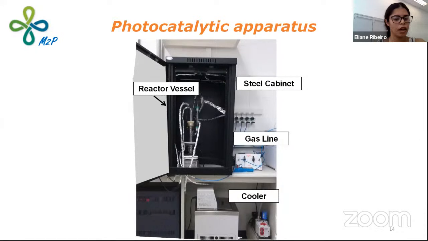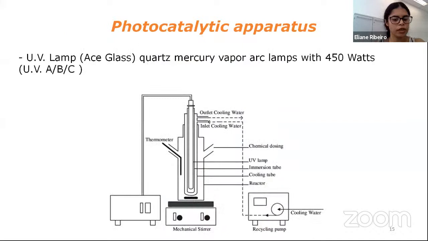Here we can see the photocatalytic reactor in more detail. This reactor has a mechanical stirrer in order to keep the photocatalyst in suspension. The system contains a UV lamp with 450 watts and spectra in UVA, B, and C in order to promote a more efficient photocatalysis. And this reactor is connected online to a methane gas line for flow reactions. We have a cooling system due to the heat caused by the lamp, and an exhaust system for the ozone produced during the reaction.